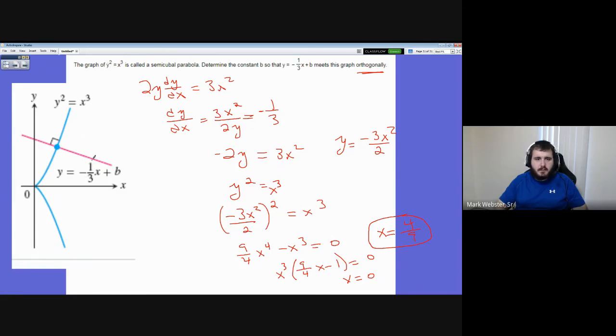Let's find y in the original, right? y squared equals 4 cubed over 9 cubed. Oh boy. 4 cubed is 64. 9 cubed is 729. And then y squared equals this. So take the square root, and you get 8/27. This is my y value.